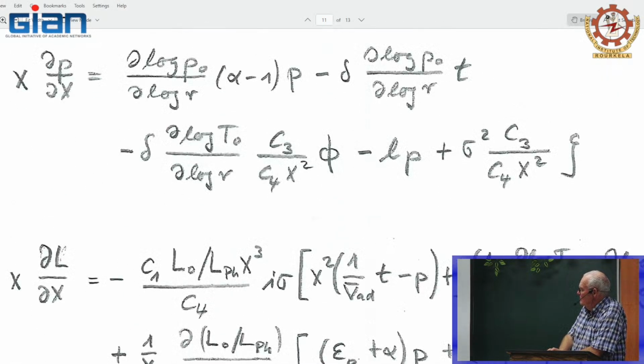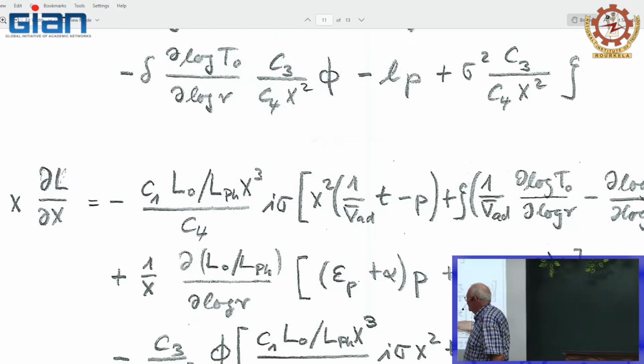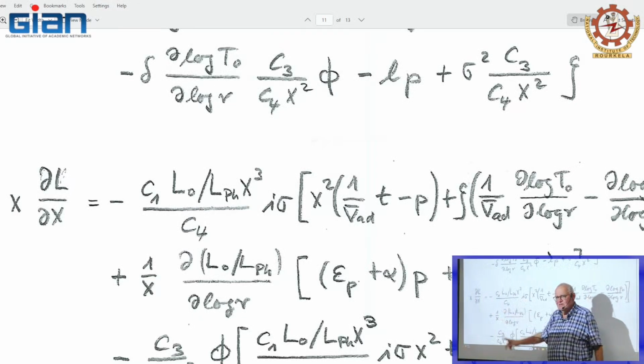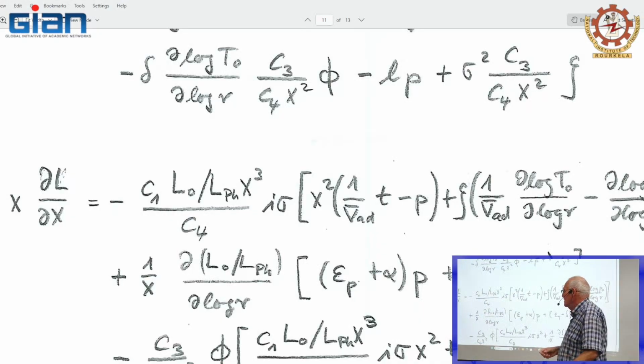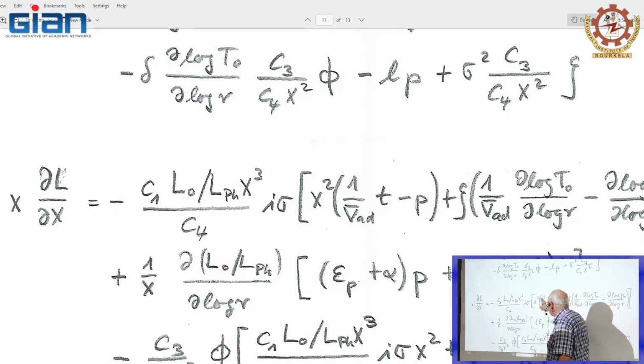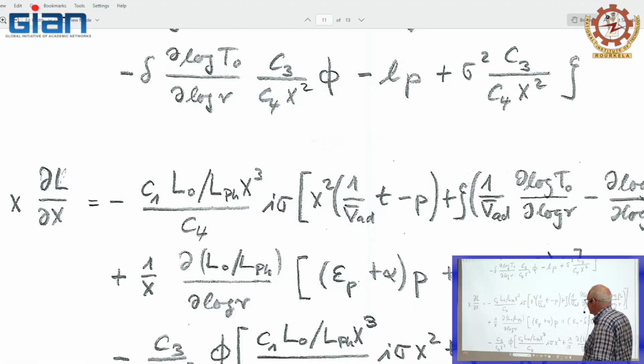Next one is momentum conservation. Then we have the energy conservation. You recover the I sigma term. This is where the time derivative of the entropy comes in. This is the condition if the bracket is 0. This means that the system behaves adiabatically.